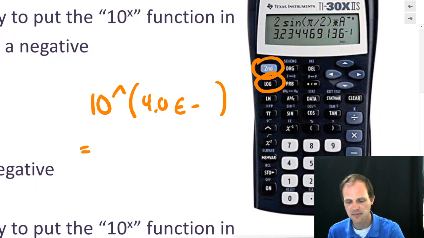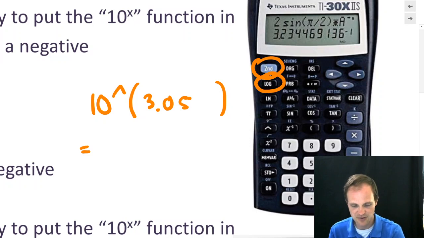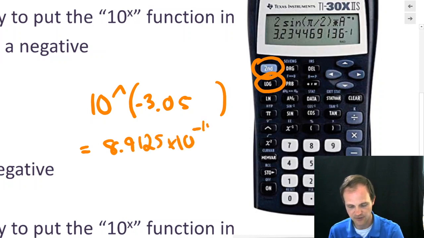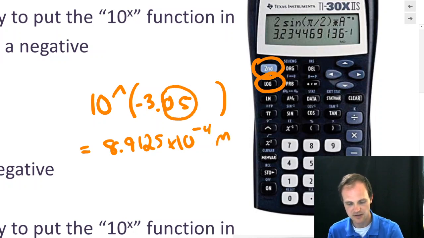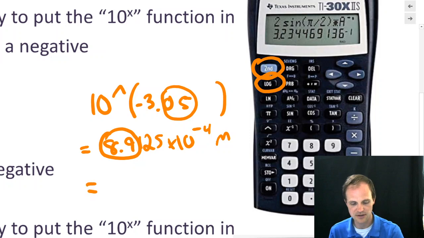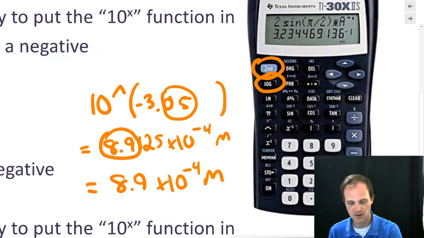Silly me, I was calculating pHs. pH here, 3.05. 10 to the minus 3.05 is, again, I'm going to put mine into scientific notation mode, 8.9125 times 10 to the minus 4th molar. What do I have for sig figs? 2 digits after the decimal become 2 sig figs. I get 8.9 times 10 to the minus 4th molar.